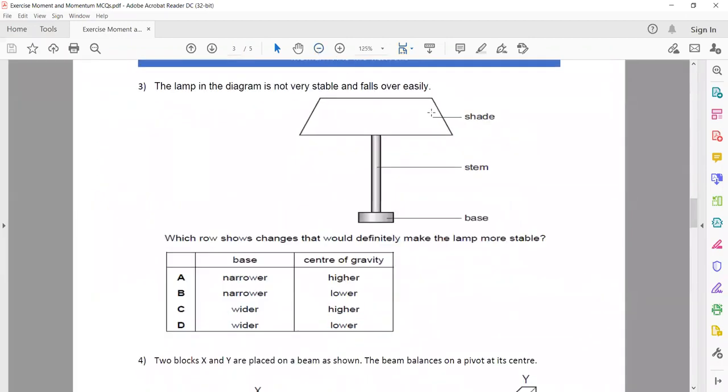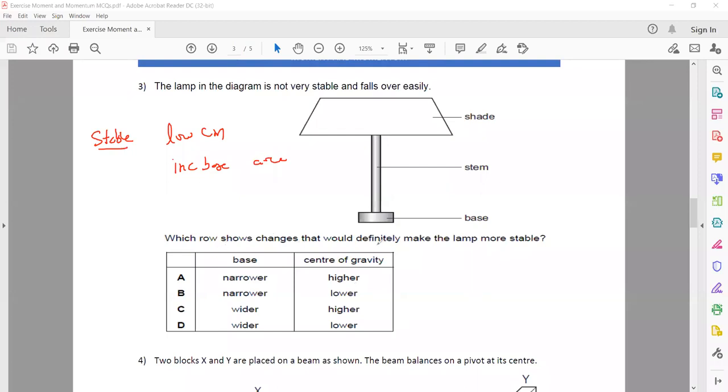Then another question: the lamp in the diagram is not very stable. We want to make it stable. So if we want to make it stable, what should we do? We should lower the center of the mass and we should increase the base area. This is how we can make it stable.